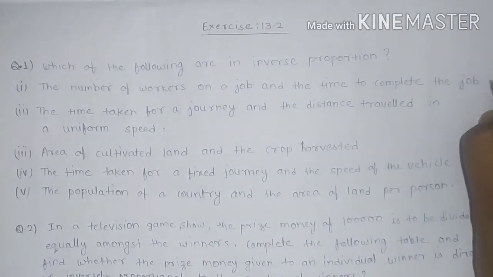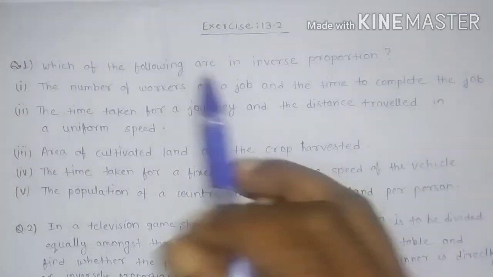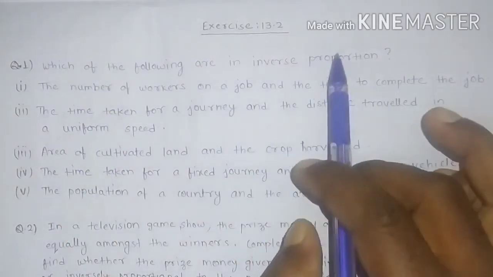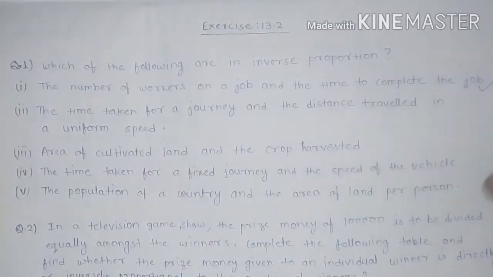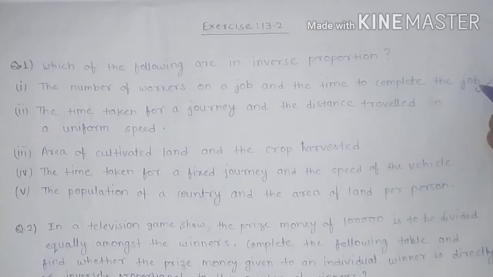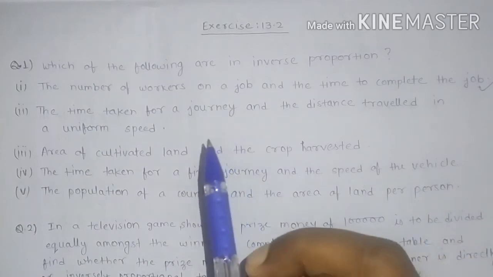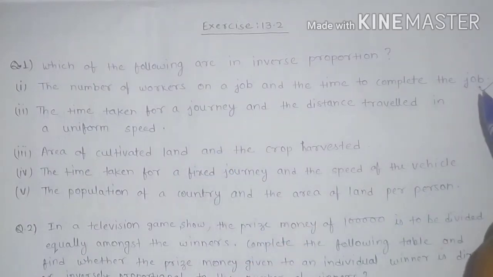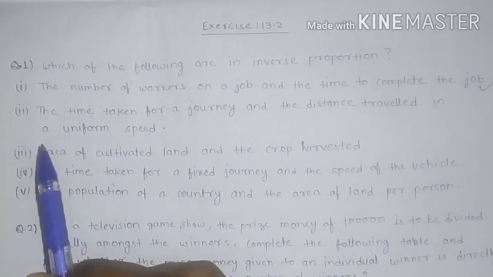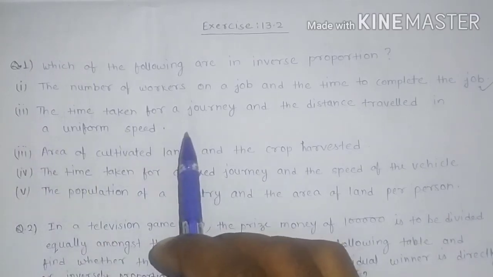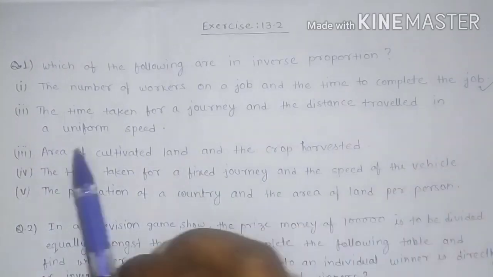So here we can write, what is the question? Which of the following are in inverse proportion? Yes, it is in inverse proportion. You can put a right sign here, and you also have to write the reason or explanation. Now the second statement: the time taken for a journey and the distance traveled in a uniform speed.